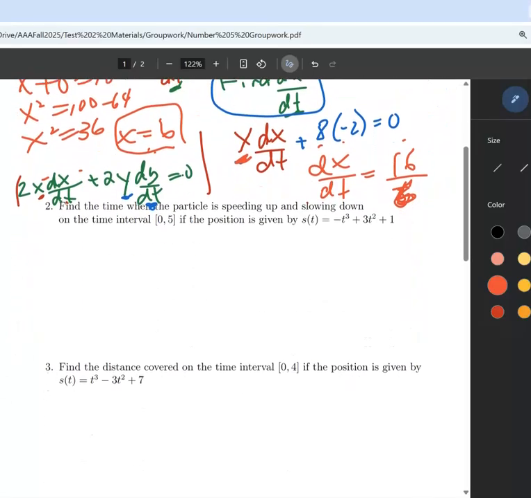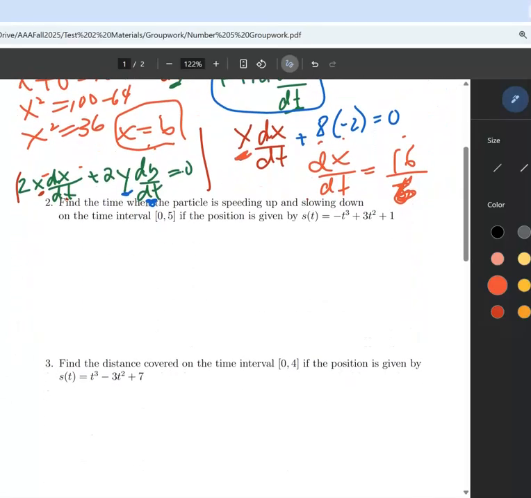All right, let's look at this next one. We want to find out when the particle is speeding up and slowing down. So there's 2 graphs that I need. I need the graph of the velocity, and I need the graph of the acceleration. So let's first find the velocity, which is one derivative, right?